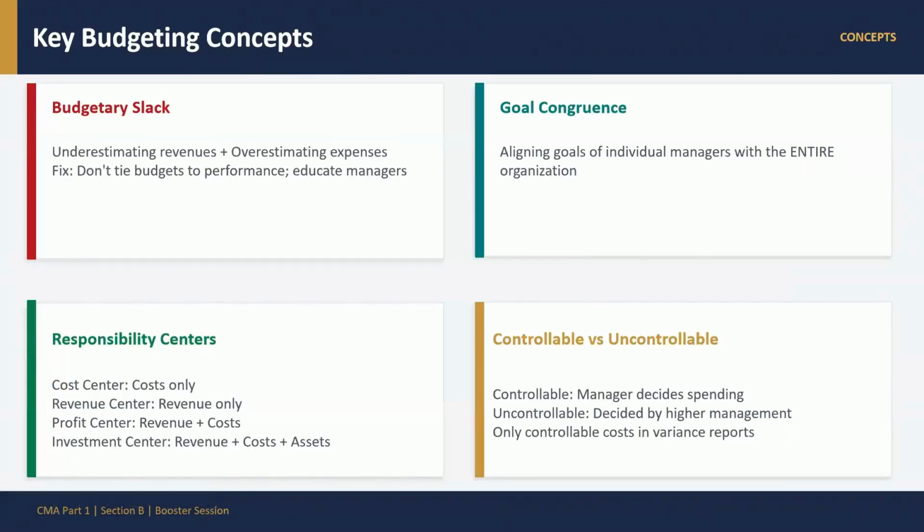Yes, budgetary slack. This is what happens. Underestimating the revenues to less than what is possible, you will say a lesser amount and achieve more just to gain incentives. And overestimating the expenses, you will say more, spend less.